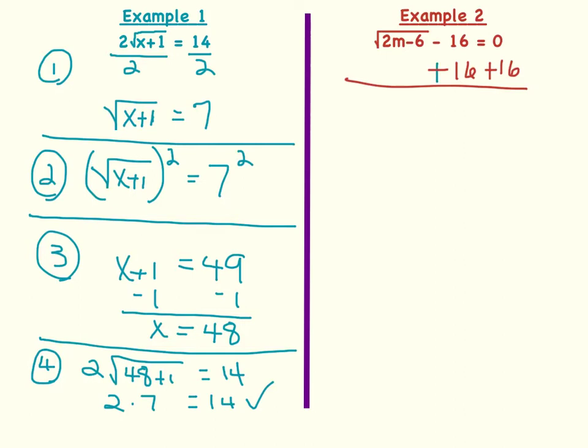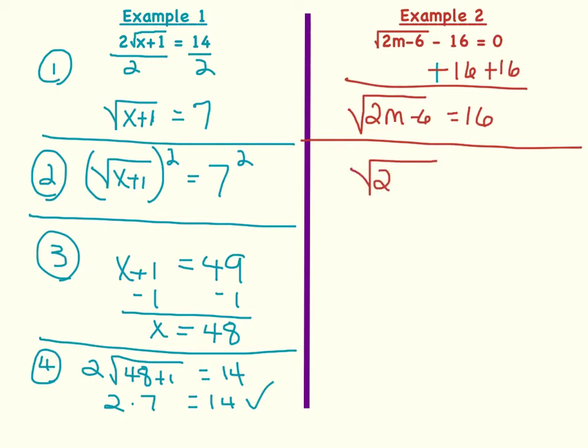And when I do that, I now have on the left side of the equation the square root of 2m minus 6, and then on the right side of the equation, it equals 16. Okay, so now step number 2 says that I need to apply the inverse operation to both sides. So I've got the square root of 2m minus 6 equals 16. So that means to undo the square root, I'm going to square it. And if I do it on the left side, I do it on the right side.